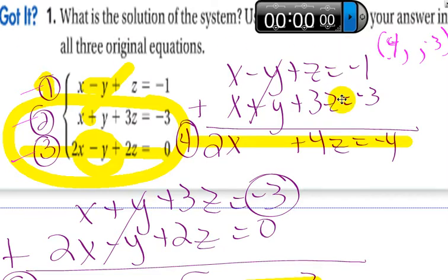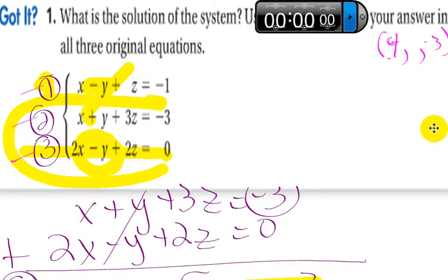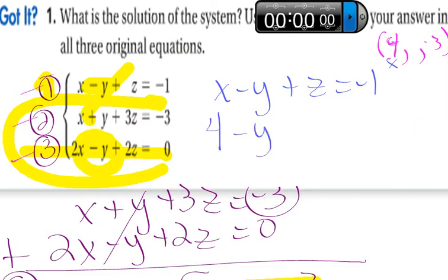So let's pick one. Actually, now I'm going to erase part of this since we don't need this anymore, and I'm going to work right here. Alright, so I'll pick equation 1. I have x minus y plus z equals negative 1. That's the easiest one to work with, right? So we know that x is 4, so plug in a 4 for x, minus y, that's what we're solving for, plus z, which is negative 3, equals negative 1.